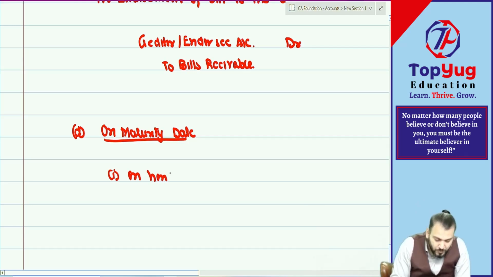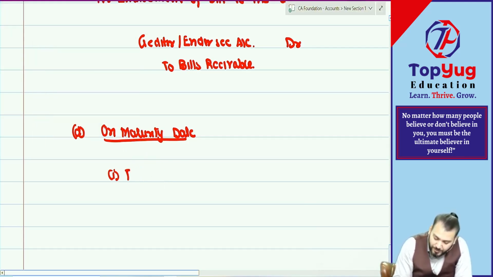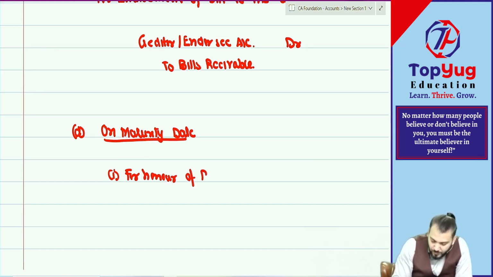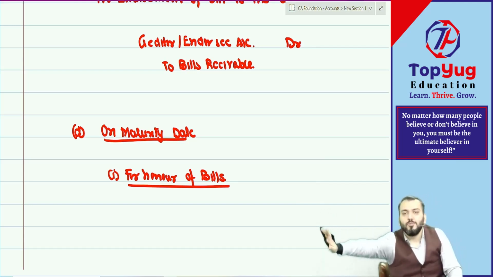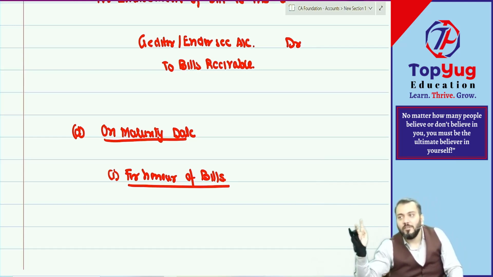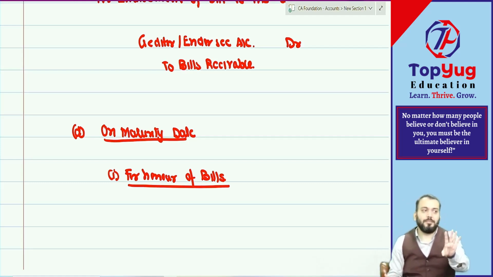Now, point number one: for honor of the bill, tell me what journal entry? Sita has honored the bill. So who has collected the amount? Ravan. What will Ram do? Tell me. One second. Try to understand whatever I am saying.